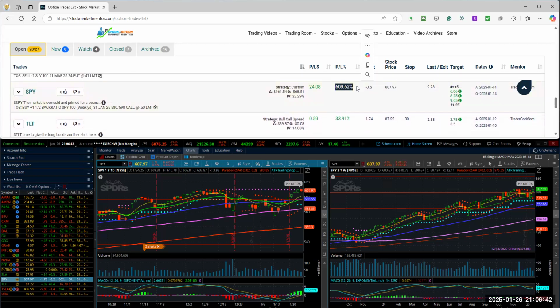Up 609.62%. The back ratio is a nice go-to strategy when things get a little stretched to one side and you want to take advantage of the snapback at little and no risk, which we did. So I'm gonna watch this one the next couple of days, see if we need to just close this out.